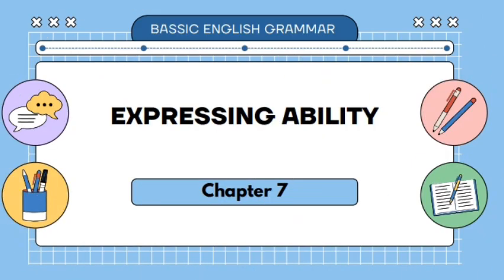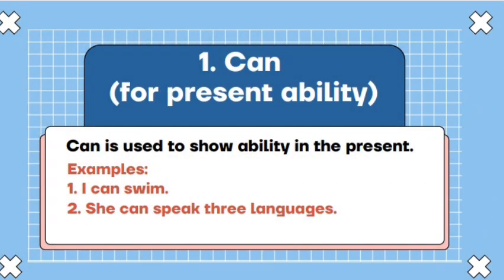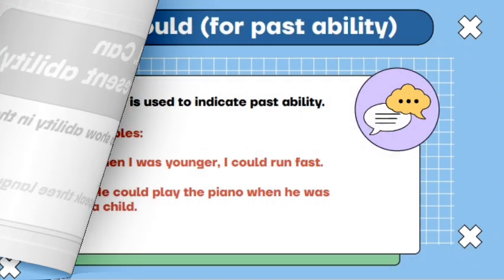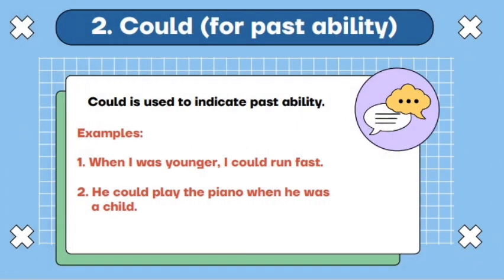Next is chapter 7, expressing ability. First is can for present ability. Can is used to show ability in the present. Examples: I can swim. She can speak 3 languages. Next is could for past ability. Could is used to indicate past ability. Examples: when I was younger, I could run fast, and he could play the piano when he was a child.